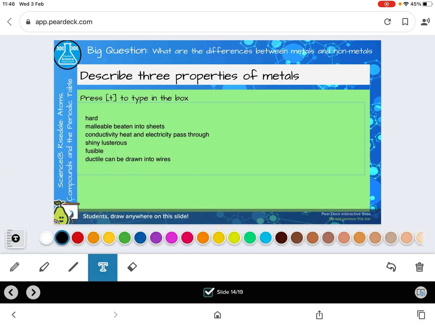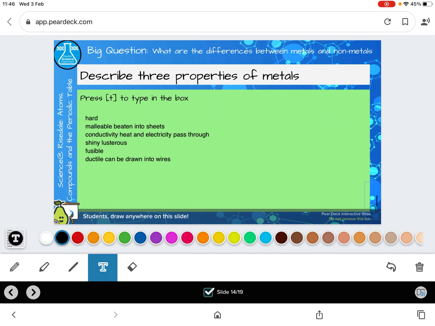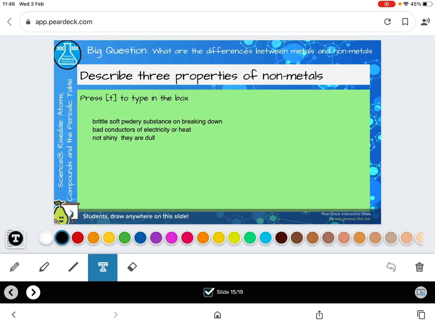Okay. Fusible was mentioned in the video. I'm not really sure. They didn't describe what that meant to us, so it wasn't very clear what they were talking about there. Okay, and ductile can be drawn into wires. But you could remember that you could skip back to that page of text which had all those answers on.